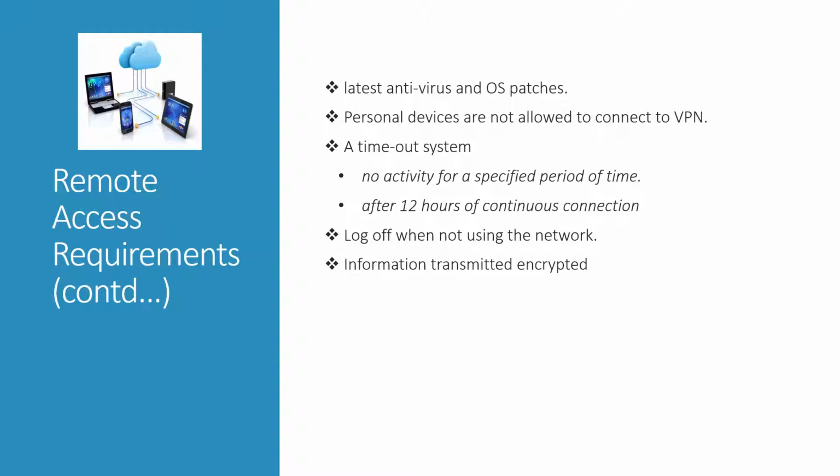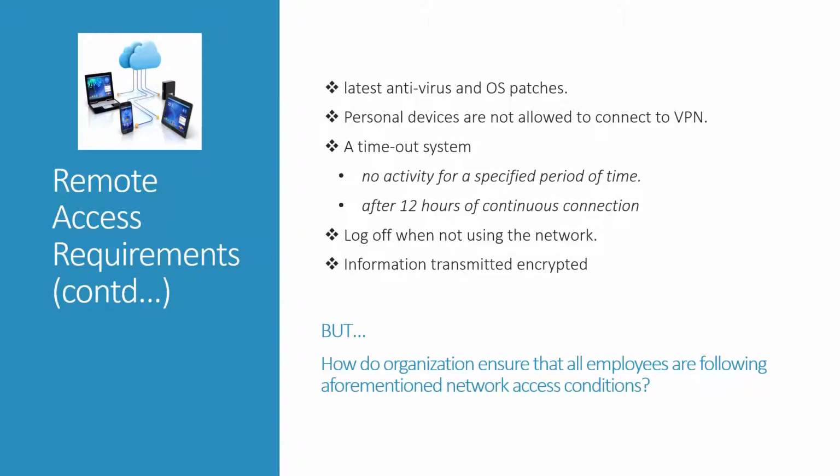Employees should log off when not using the network. Information transmitted should be encrypted. These are the remote access requirements. But the question is, how do organizations ensure that all employees are following aforementioned network access conditions?